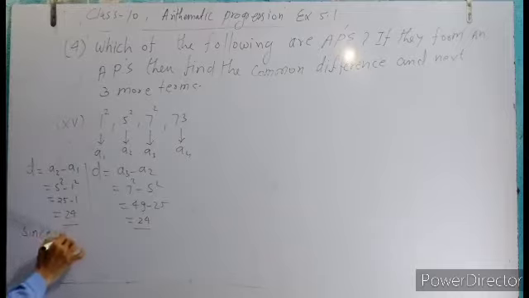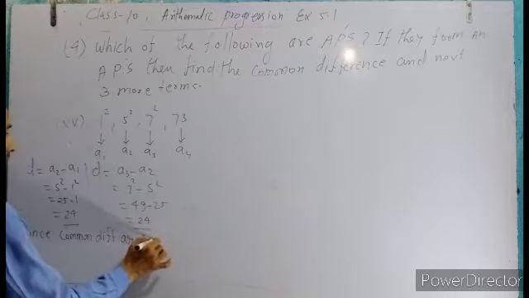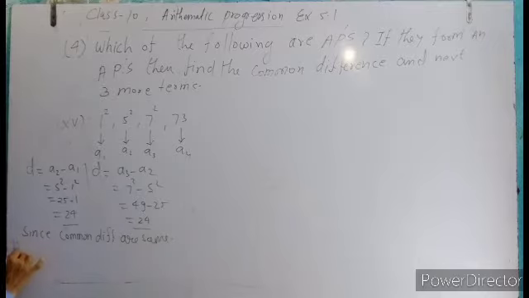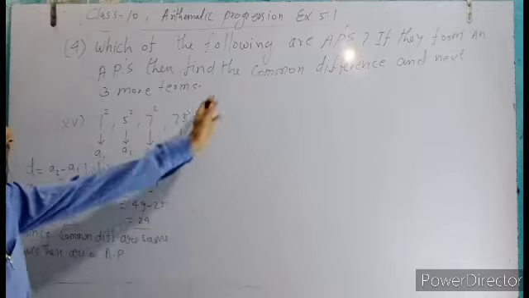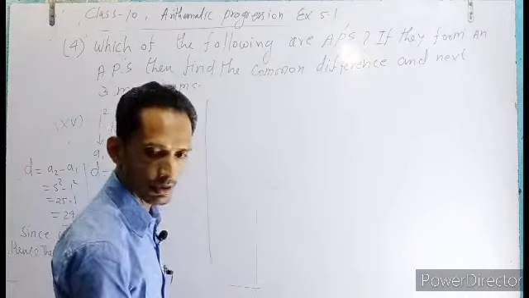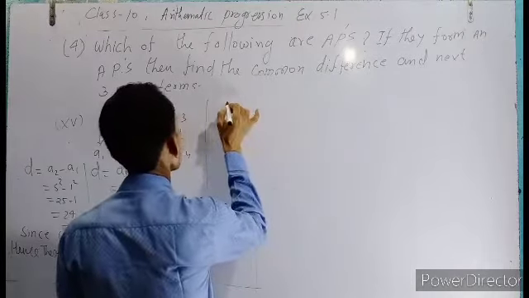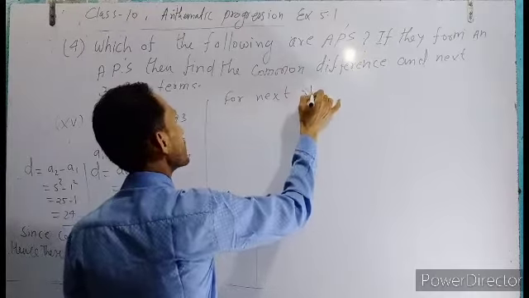Since common difference are same, hence these are in AP. If they are in AP, we have to find out the next 3 terms. So for the next 3 terms, how can we do? For the next 3 terms, the common difference is given.